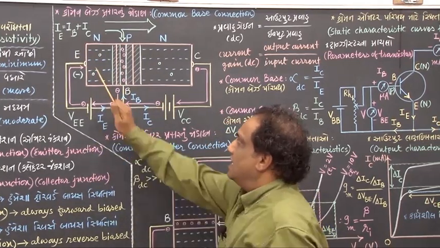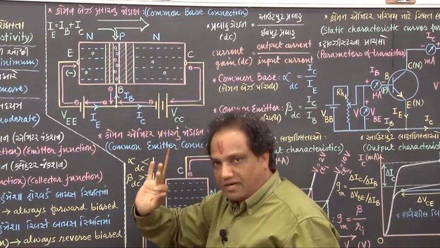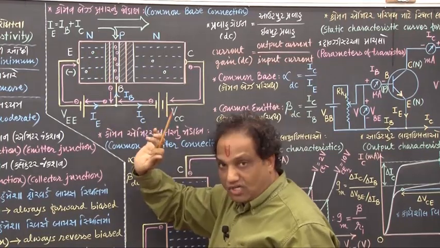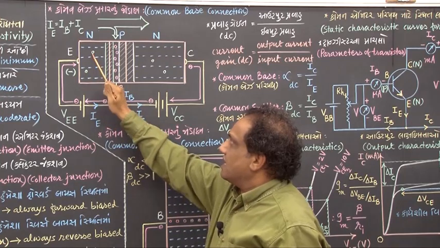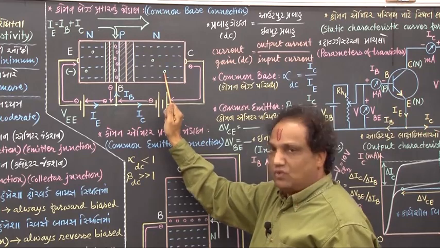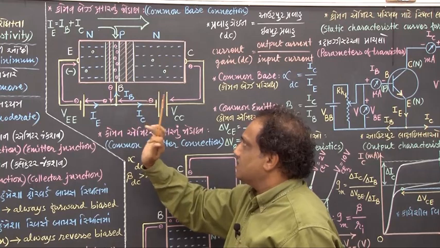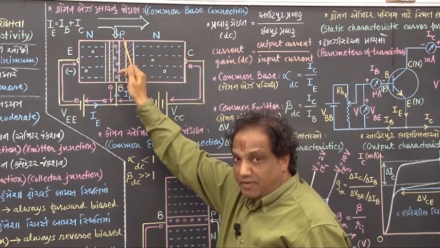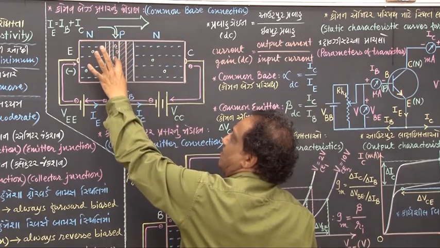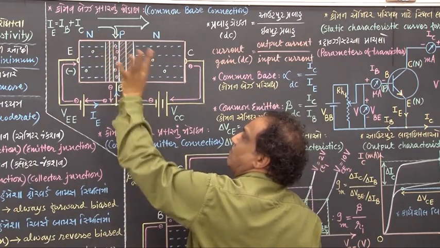Right now emitter is N-type semiconductor and collector also is N-type semiconductor. So I am showing majority charge carriers in N-type semiconductor as free electrons and minority charge carriers as holes. Here also majority are free electrons and minority are holes. This middle part is called base, and base is made up of P-type semiconductor in this case. In P-type semiconductor we have majority charge carriers in the form of holes, and minority charge carriers in the form of free electrons.